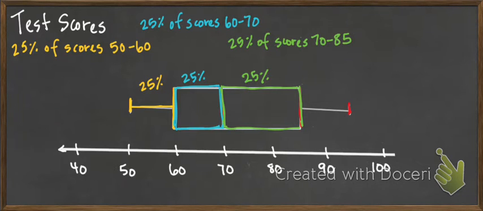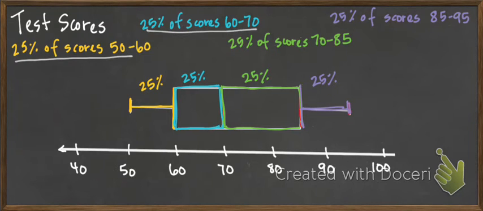And the last section is from here, which was at quarter 3, to here, the biggest number, our maximum. So this also contains 25% of the data. So I can say 25% of my test scores are between 85 and 95. So by being able to visualize these 4 distinct sections, these 4 quartiles, we can make these statements in analyzing this box and whisker plot.